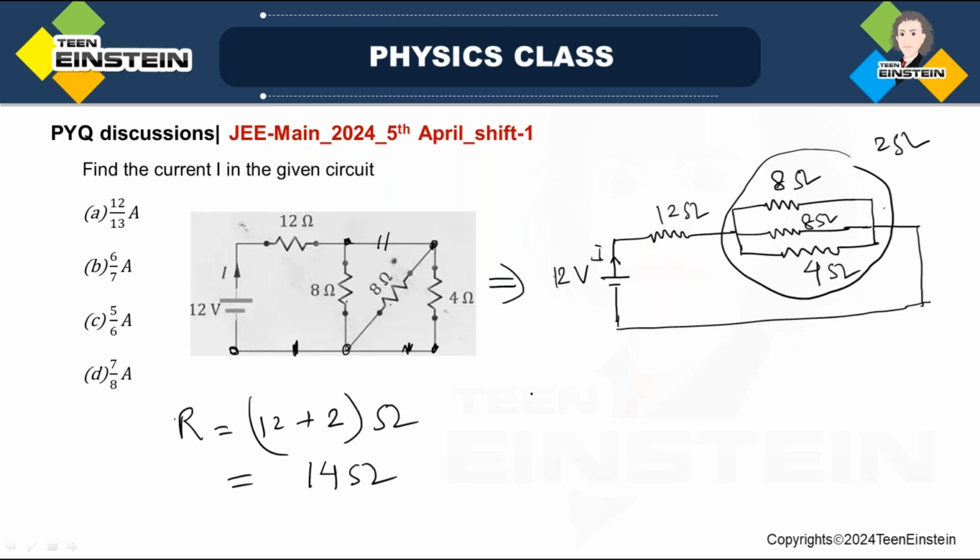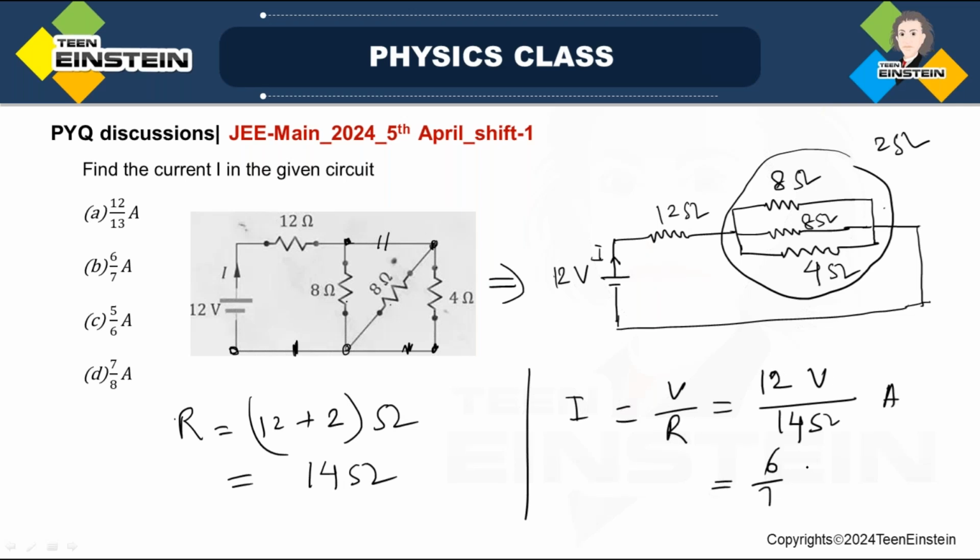So what is the current? Current will be V by R, right? V by R. So what is V? V is 12 volt. And what is R? That is 14 ohm, right? This will give you current in ampere. Okay, that is 6 by 7 ampere. Look, option B is the correct answer for this question.